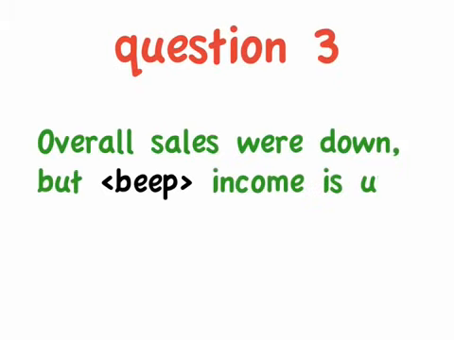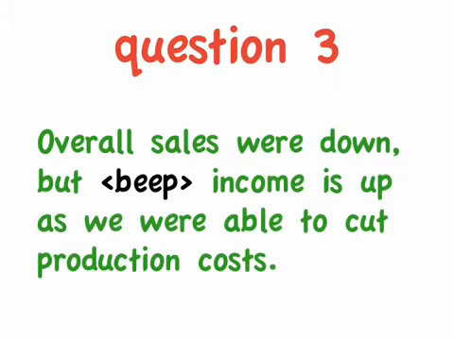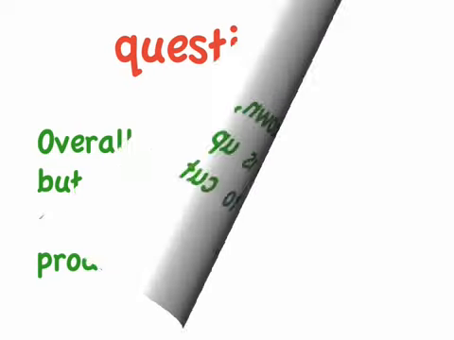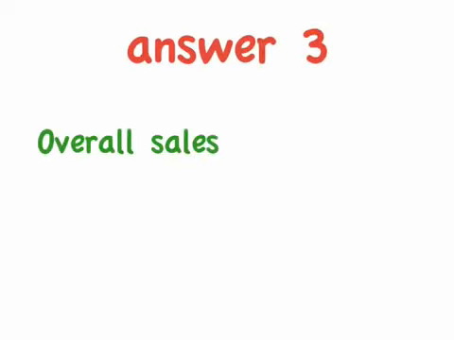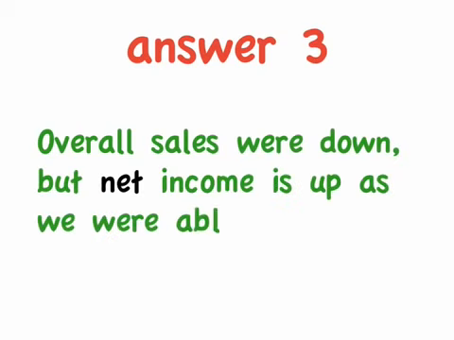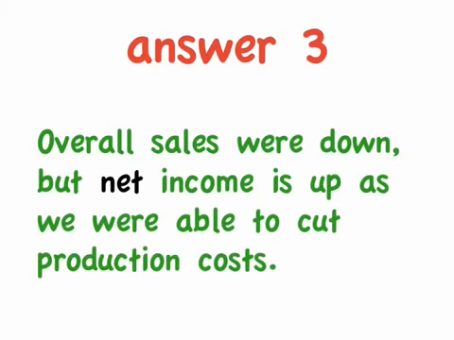Overall sales were down, but blank income is up, as we were able to cut production costs. Answer. Overall sales were down, but net income is up, as we were able to cut production costs.